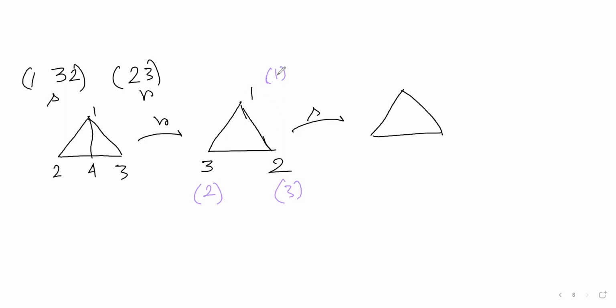So 1, 3, 2. 1 goes to 3, 3 goes to 2, 2 goes to 1, right? So it is a 240-degree rotation. So 1 goes to 3. So this 1 comes here, right? Fine. And 3 goes to 2, right?